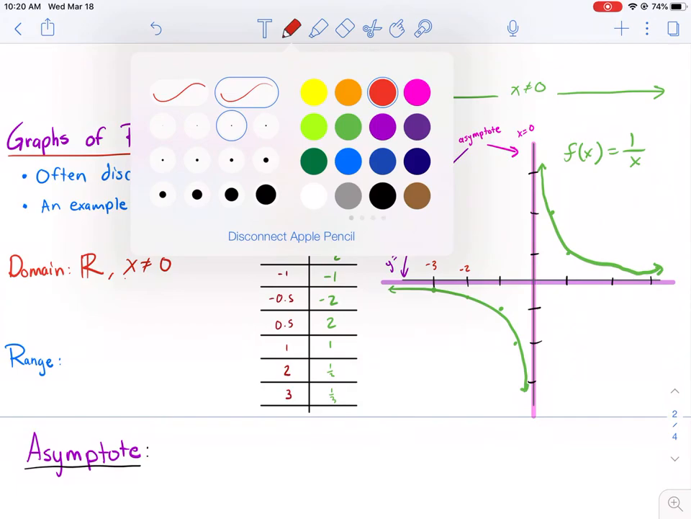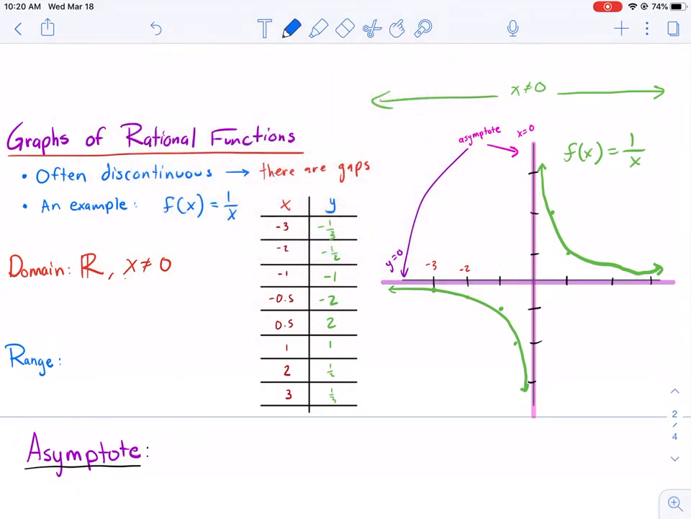Now let's think of our range. Where does our range go? Let me erase this. Okay, well, our range goes infinitely down and infinitely up, but there's a gap also with the range. It's where y is not equal to 0. So our range is all real numbers, y not equal to 0.